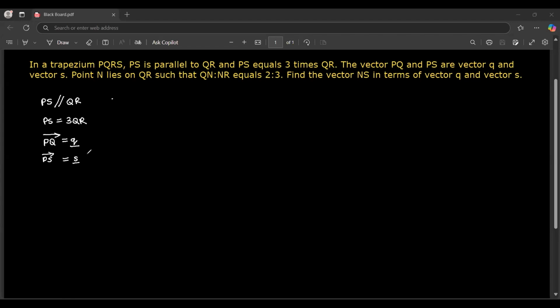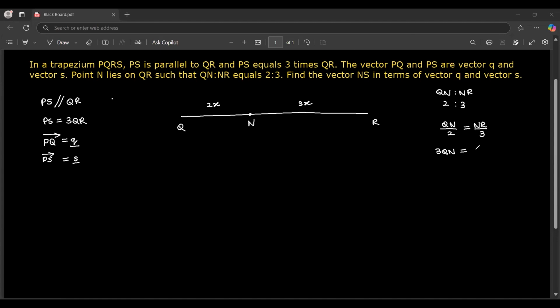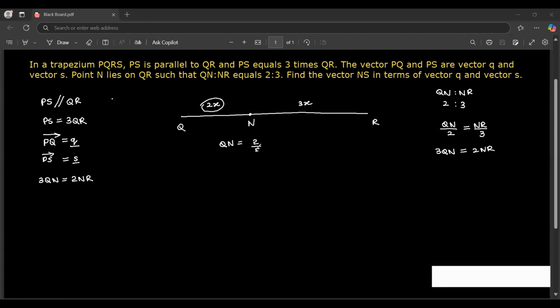Okay. Point N lies on QR. If this is QR, it lies in the ratio 2 is to 3. So this is N. If this is 2x, this will be 3x. That's what they are saying. Or you can say, since QN is to NR is equal to 2 is to 3, you can say QN over 2 is equal to NR over 3. So this is 3QN is equal to 2NR. You can also write it like that. But the thing is, this is 2 over 5. QN is equal to 2 over 5 of QR.